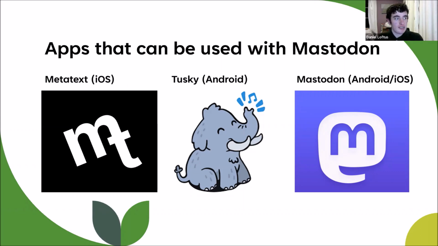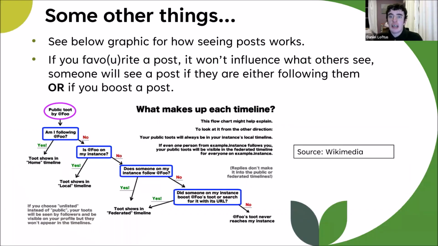Some other things I'd also like to highlight is how posts work. I got this little graphic from Wikimedia. The little purple oval, the public post, this flowchart will basically answer any questions you have: how can people see it, where can I see it? If you favorite a post, it won't influence what others see. Someone will see your post if you are following someone or if you boost a post.